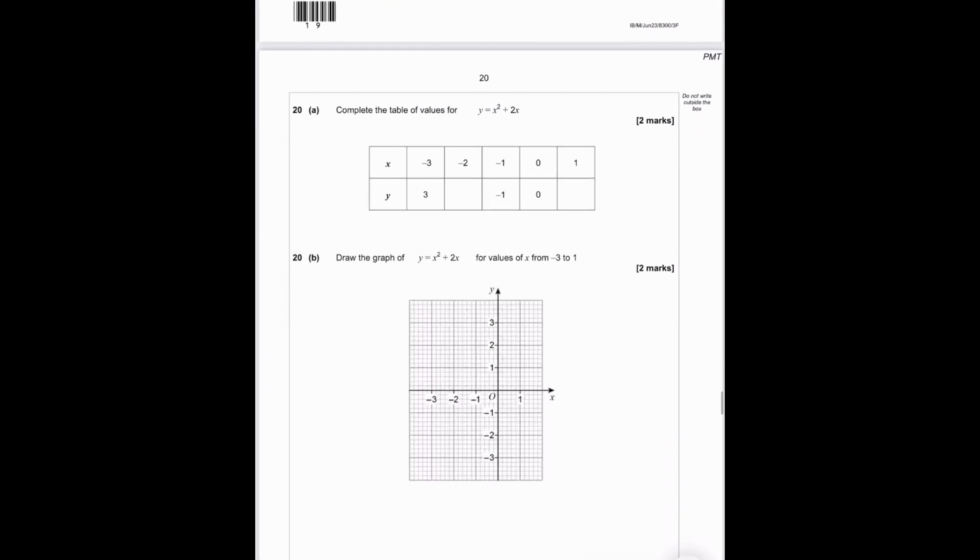Complete the table values. So if we use this equation, put the numbers in, we can do it by putting the numbers into the equation or using a calculator. -2 is 0 and 1 is 3. We're going to plot this. So at -3 for x, y is 3. When x is -2, y is 0. When x is -1, y is -1. When x is 0, y is 0. When x is 1, y is 3. And we're going to join these with a hand-drawn curve like this.